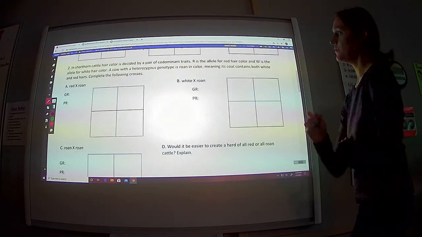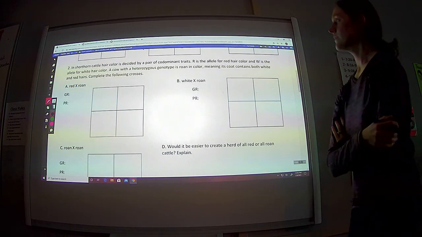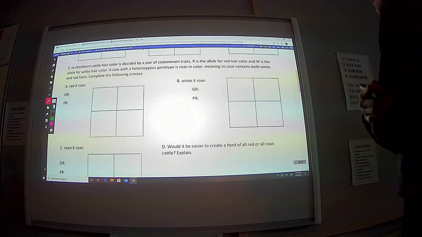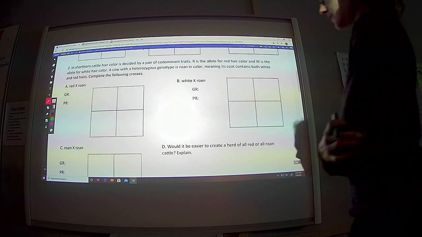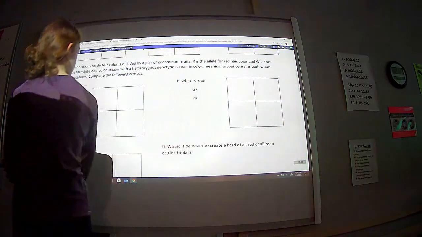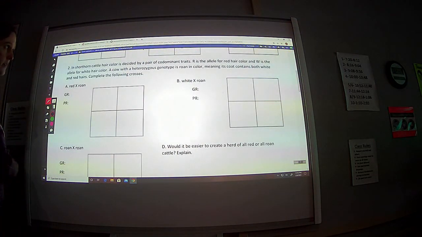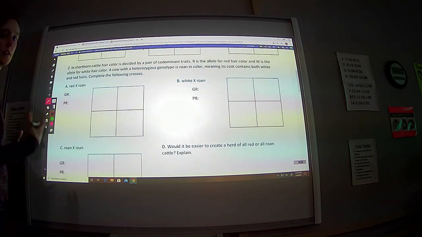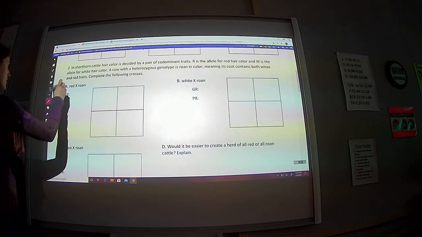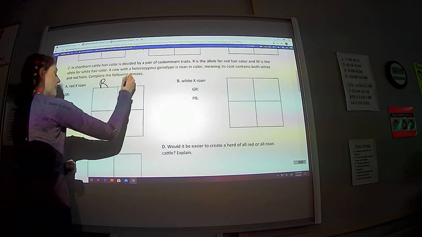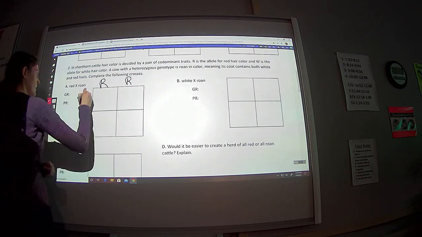And then down to number 2. In short-haired cattle, hair color is decided by a pair of codominant traits. Capital R is the allele for red hair color, and capital W is the allele for white hair color. A cow with a heterozygous genotype is roan in color. So that means that it is red and white. Could be like a swirl, or they just have both hair colors. Complete the following crosses. So my cross is going to be a red one with a roan one.